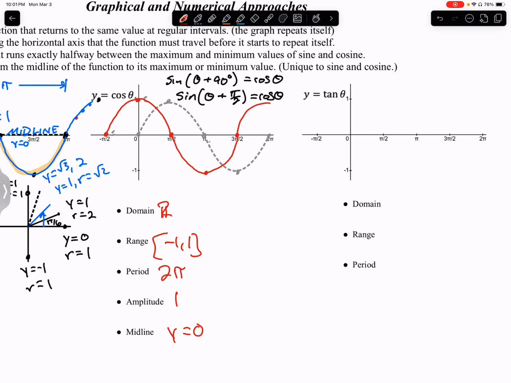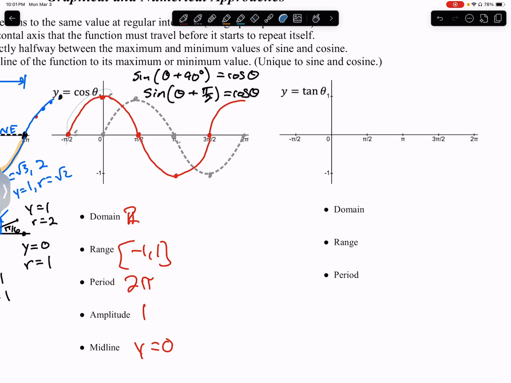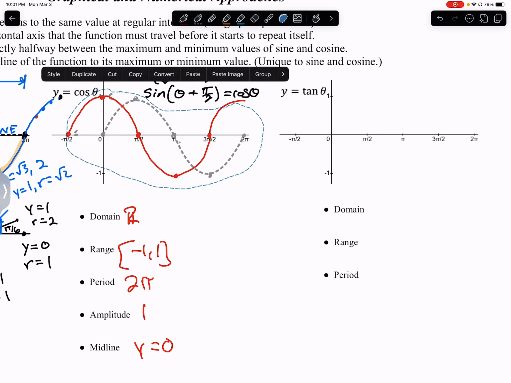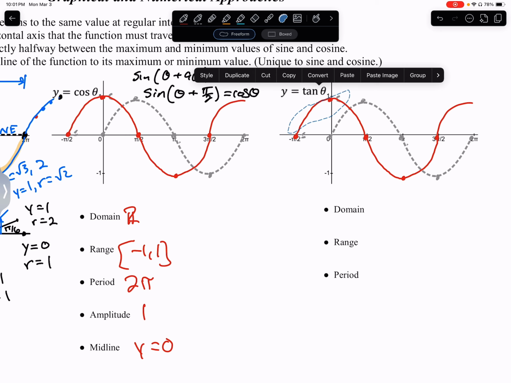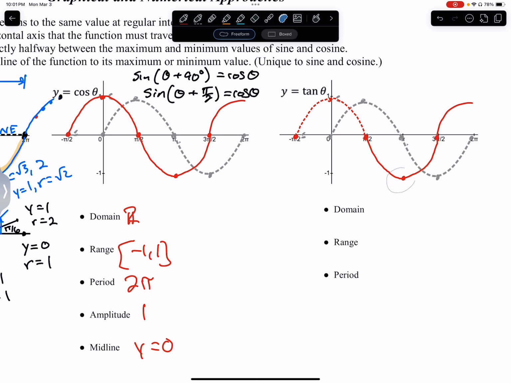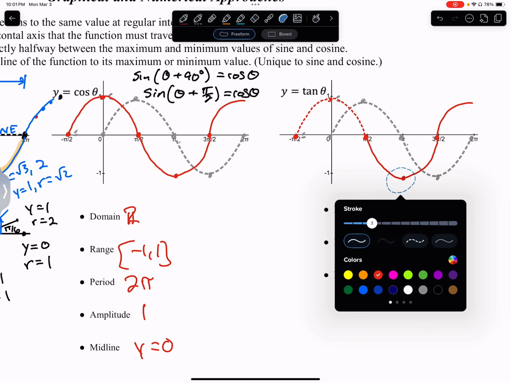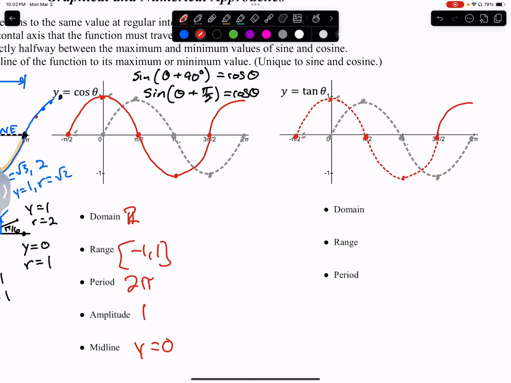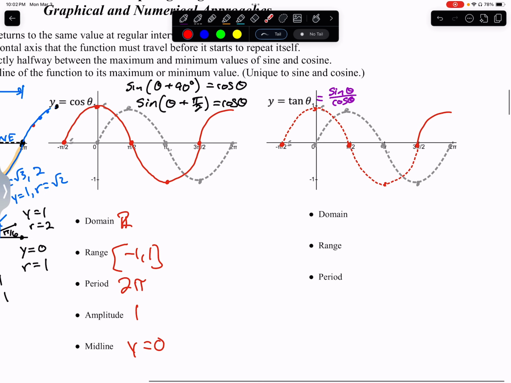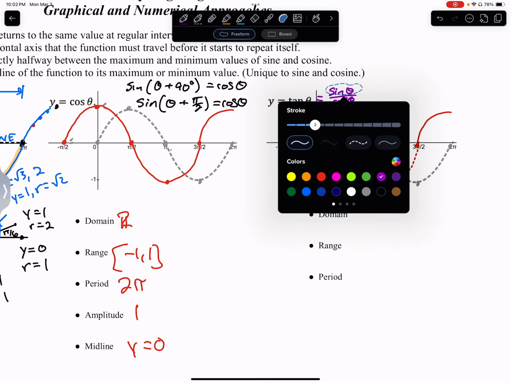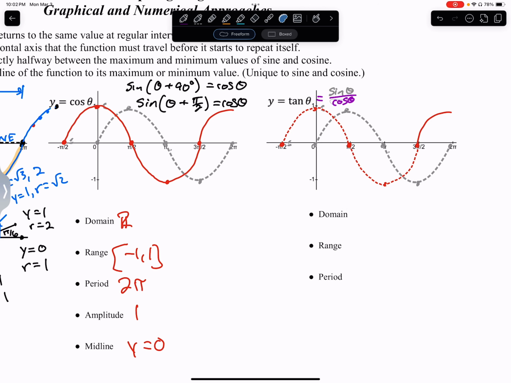To find tangent's graph, I'm going to take sine and cosine, and I'm going to graph those over here. Now, both of these are not part of the actual graph. So let me change these to dashed. It's not really what we're looking for. We're going to use this to find our answers. Now, we know from our study of trig that tangent of theta is the sine of theta divided by cosine of theta. So for us, let me color code this. That's going to be the gray divided by the red.